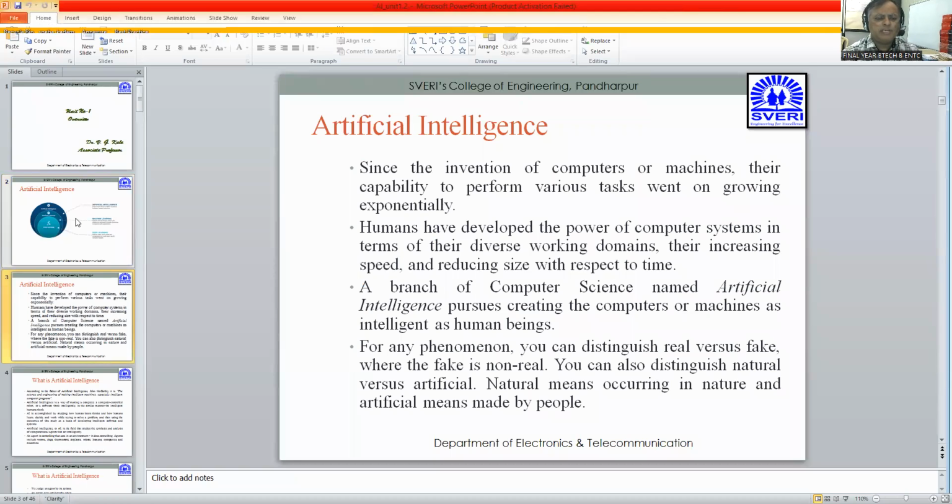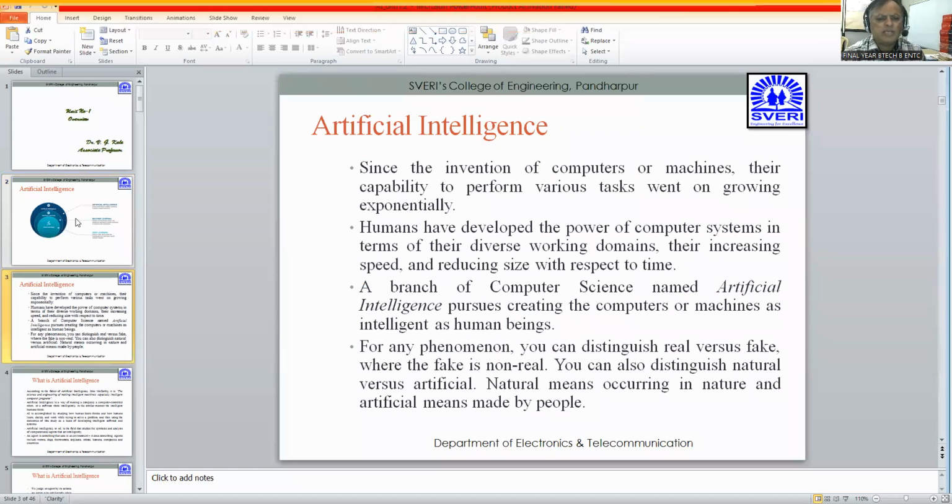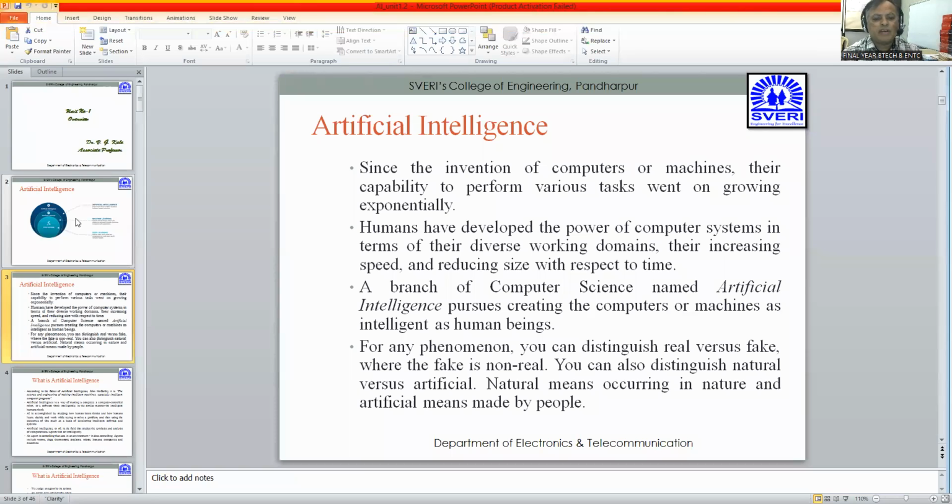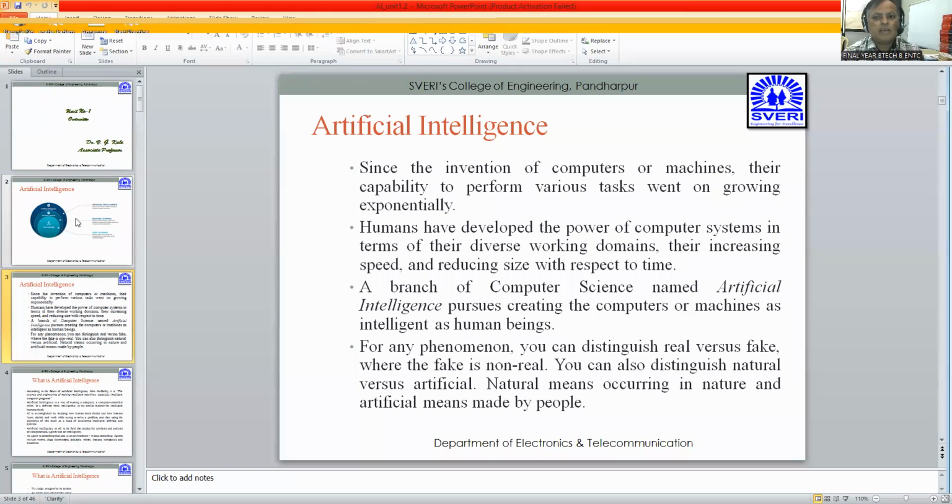So we have already seen different ways of defining artificial intelligence. A branch of computer science called artificial intelligence pursues creating computers or machines to intelligently act as a human being. Then another definition distinguishes between fake and real, which is nothing but natural versus artificial. Natural means occurring in nature, and artificial means human made.